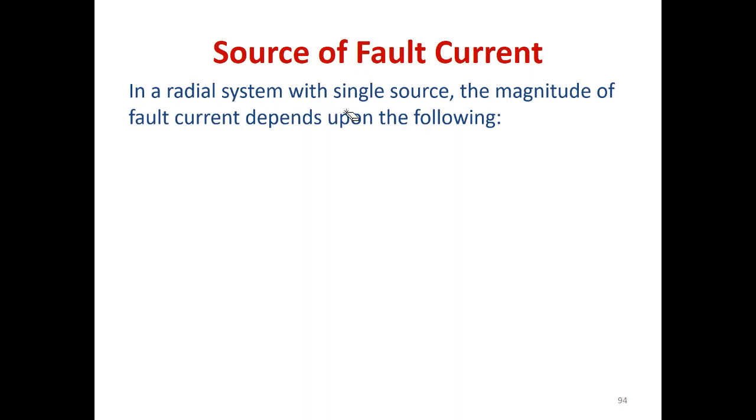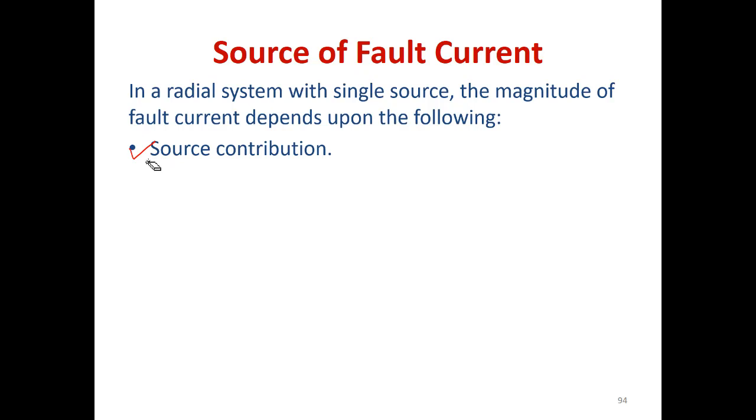So what is the source of fault current? Let us see. In a radial system with a single source, the magnitude of the fault current depends upon the following. We can see generally the distribution system is radial. Radial means the source is the one substation which is providing the radial feeder in the distribution network, and generally the source is the main contributor for the fault current.